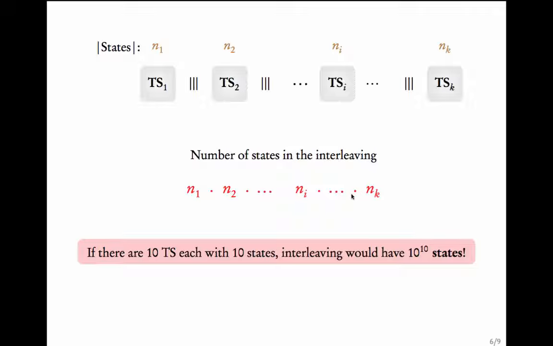So assume that there are 10 transition systems. Each of them has 10 states. Then the interleaving would have 10 to the power of 10 states. Here it looks simple. Each transition system has just 10 states and we have just 10 transition systems. But when we want to look at the joint behavior, we will do an interleaving, and the interleaving will give us a transition system with so many states.